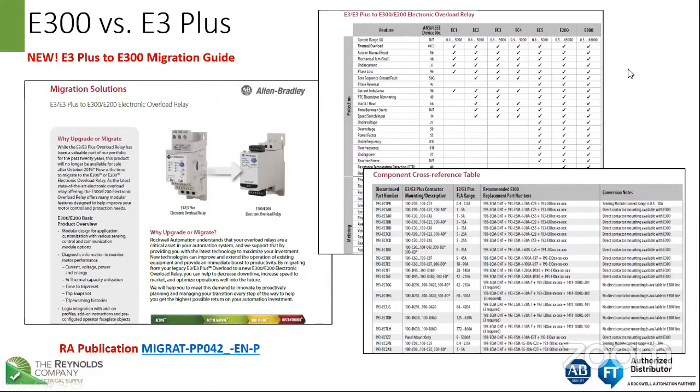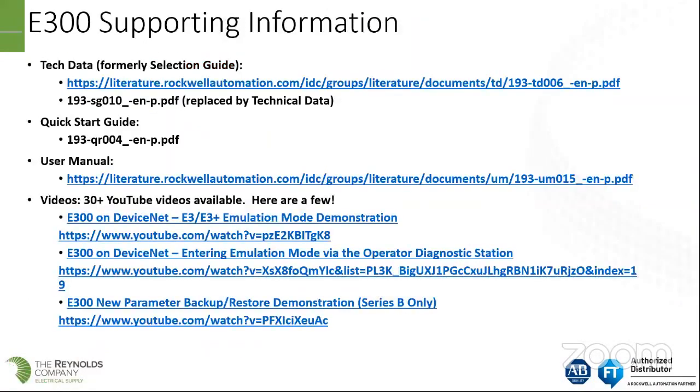Here is a migration guide that Rockwell has created. Pretty helpful tool in the transition from the E3 to the E300. MIGRATE-PP042 is the guide, and you can find that on Rockwell's site, and I actually have the link to it right on the page there. So useful information. I also want to make you aware of the next 3 slides basically give information on this migration and the E300. There is a large amount of information available to help with the migration.